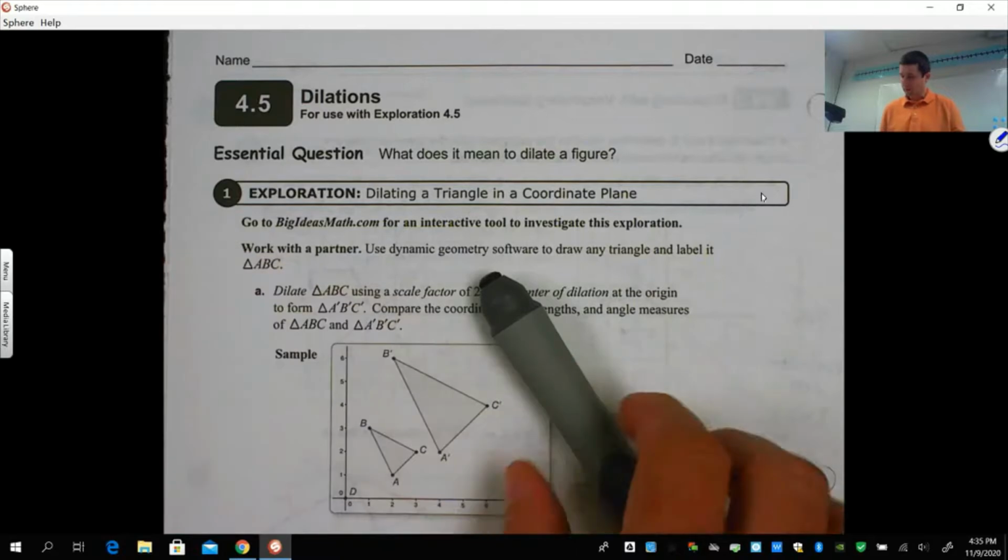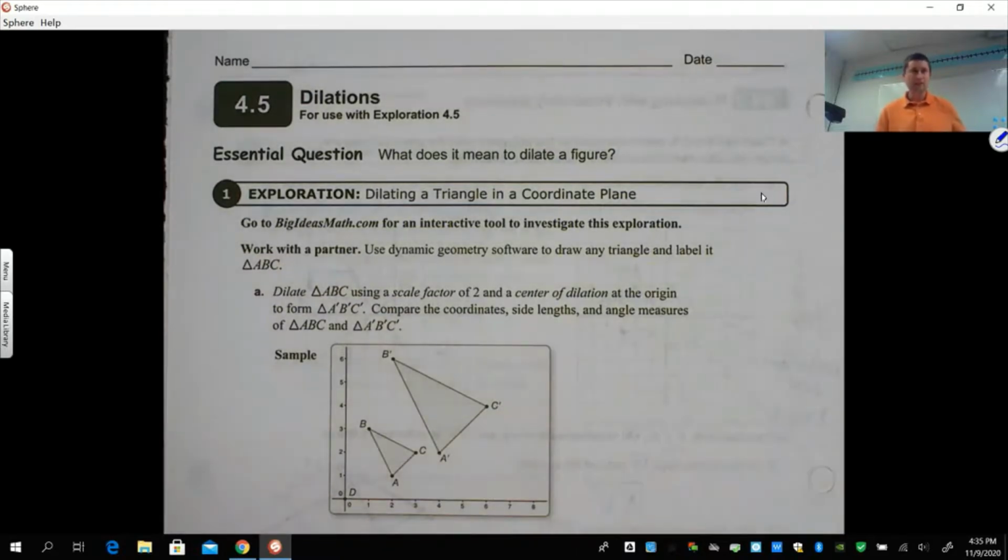Hello, Geometry, Chapter 4, Lesson 5, Dilations. Okay, so we are moving now from what they call rigid transformations. Those are ones where the shape stays the same size, same shape as you translate it, reflect it, rotate it, to dilations, which are non-rigid transformations, as in the size will change.